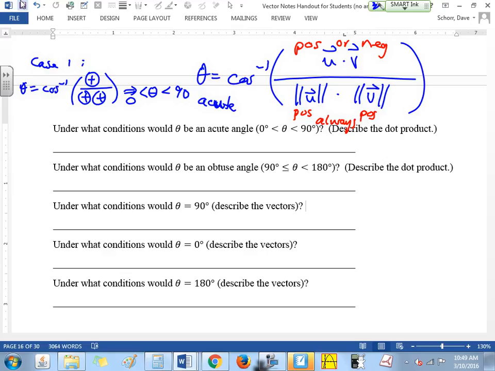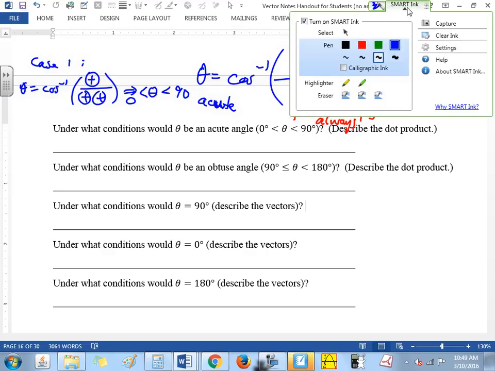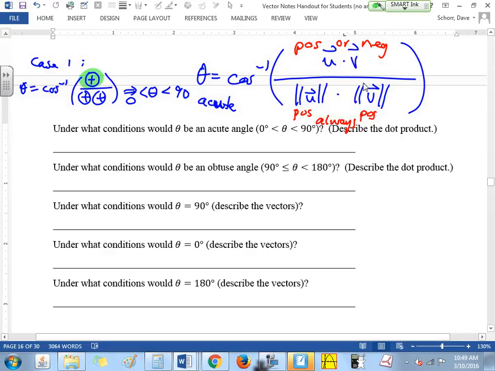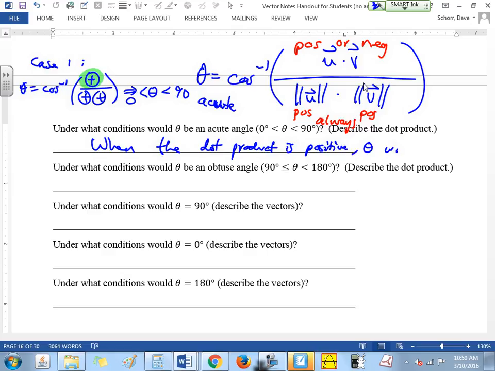So under what conditions, then, would theta be acute? How would you describe the dot product? Remember, the dot product is right here. Under what conditions will we get acute angles between the two tails? When the dot product is what? Positive, that's right. So when the dot product is positive, they form a nice acute angle. Okay? So let's write that. When the dot product is positive, theta will be acute.